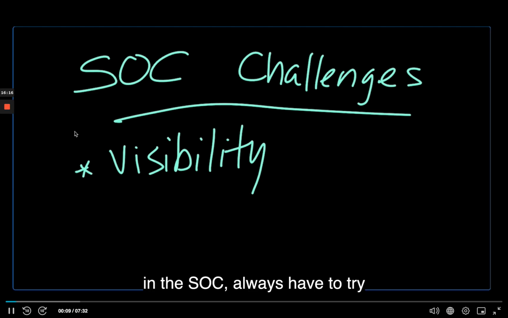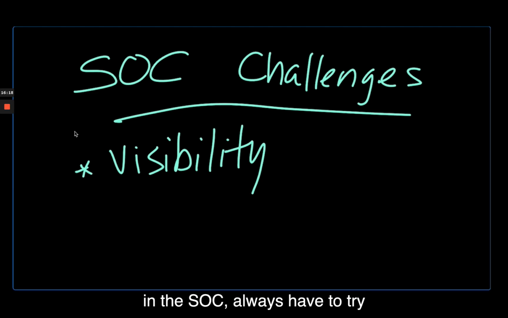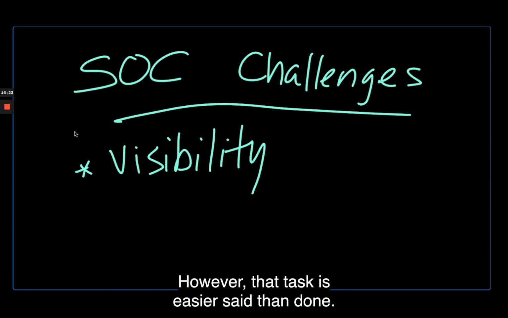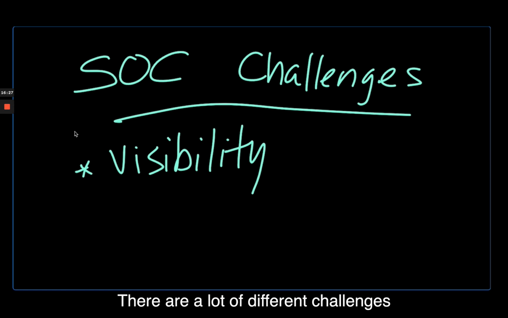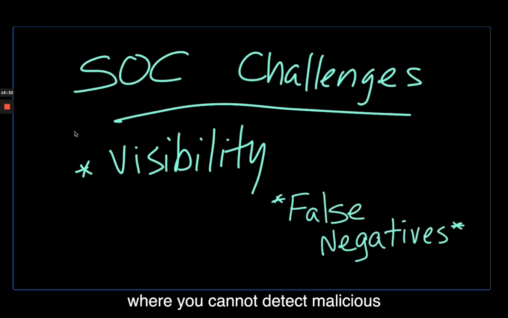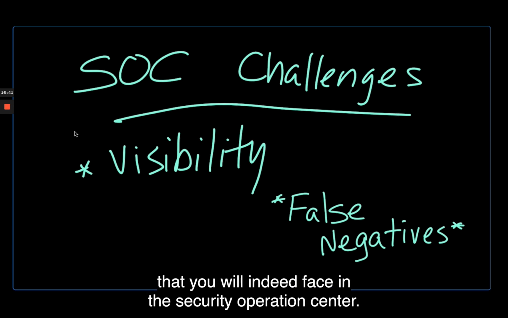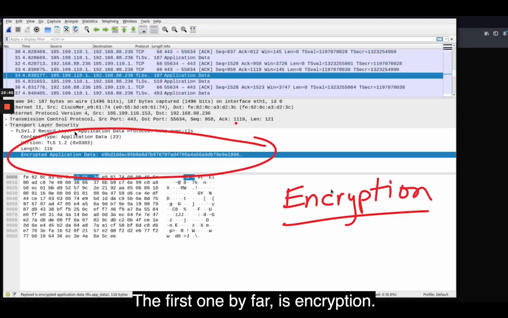Analysts in the Security Operations Center, the SOC, always have to try to have complete visibility into what's happening in the network. However, that task is easier said than done. There are a lot of different challenges that can lead to false negatives, in other words, where you cannot detect malicious or abnormal activity in the network. Here I'm going to highlight some of these challenges that you will indeed face in the Security Operations Center. The first one, by far, is encryption.